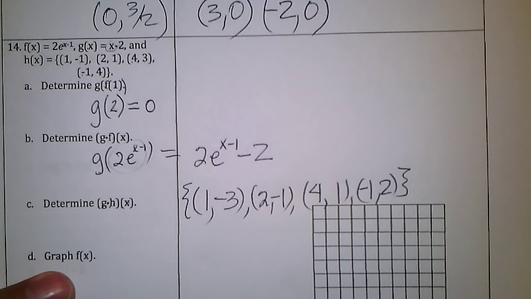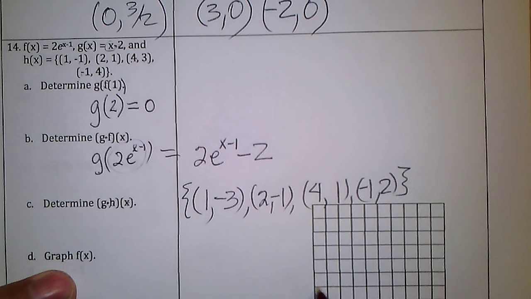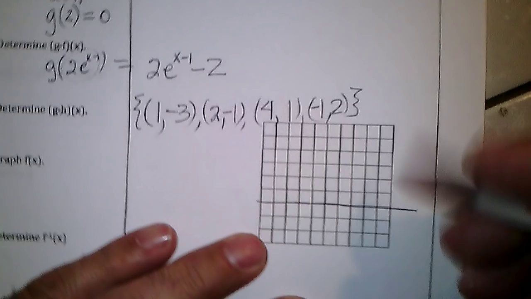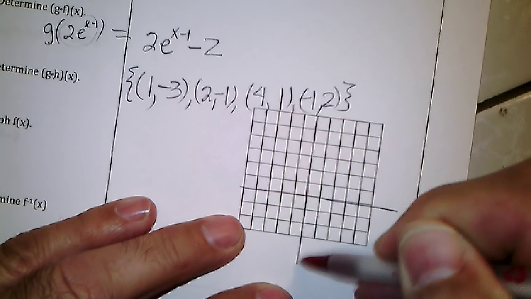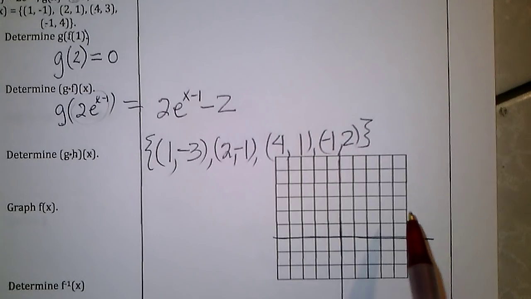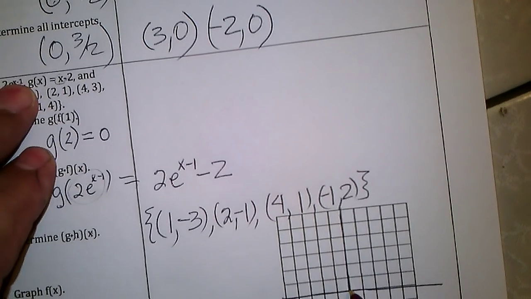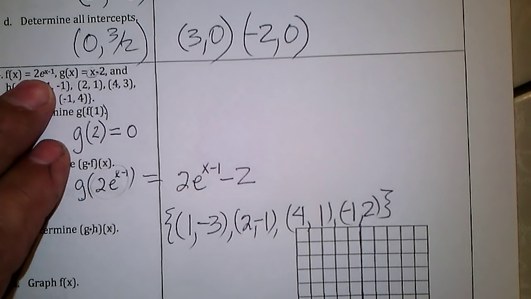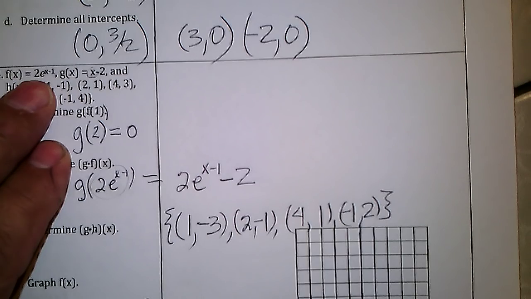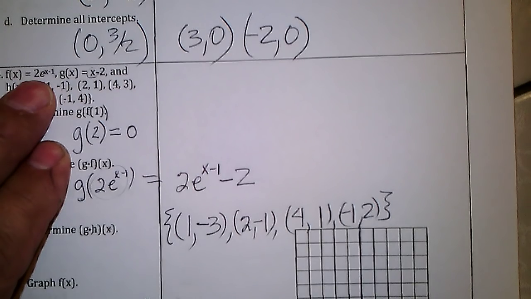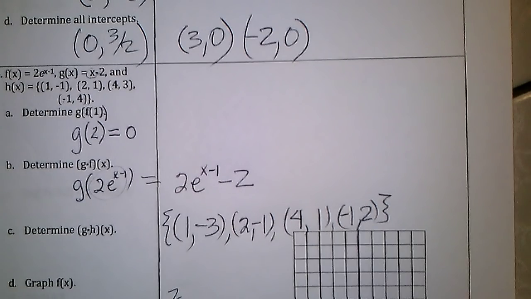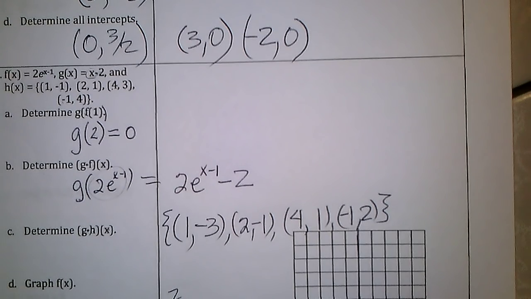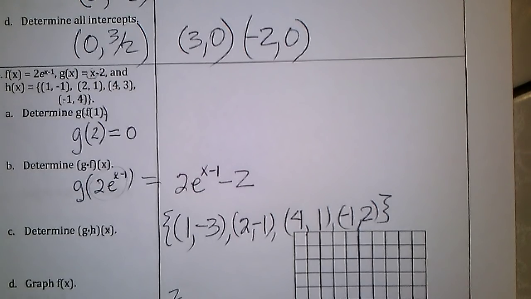Graph f of x. Exponential, so I'm going to start it down a little bit. If I put in 0, I get e to the minus 1. E to the minus 1 is 1 over e, so I get 2 over e, which is approximately 2 over 2.7, which is a little bit smaller than 1. So if I put in 0, I get a little bit smaller than 1.